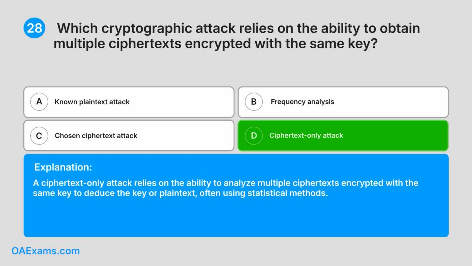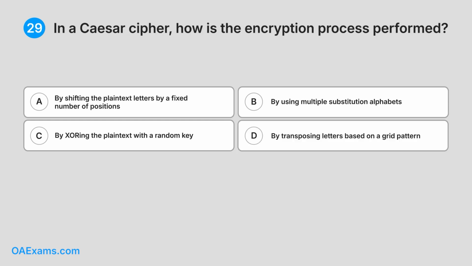Explanation: A ciphertext-only attack relies on the ability to analyze multiple ciphertexts encrypted with the same key to deduce the key or plaintext, often using statistical methods. 29. In a Caesar cipher, how is the encryption process performed?